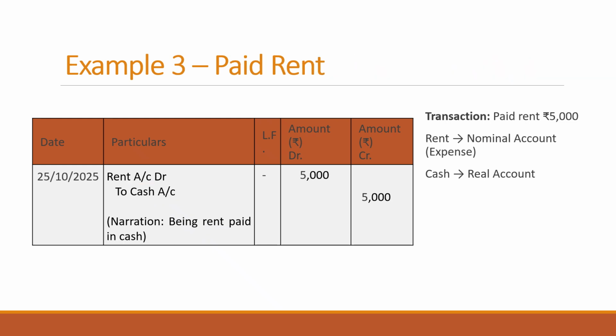Let us see one more example on this. Paid rent rupees 5,000. Rent is an expense, so it will be debited, and cash is going out of the business, so it is credited, right? So the narration will be: being rent paid in cash. What is the memory trick? Paid will always be cash credit.